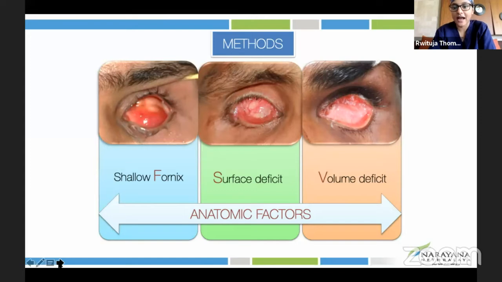So our anatomic factor classification, we called it FSV. This is based on shallow fornix, a surface deficit, and a volume deficit. So inadvertently, whenever we see these factors, we tend to use them while planning surgery. But until now, there is no gross algorithm yet in place to manage them well.